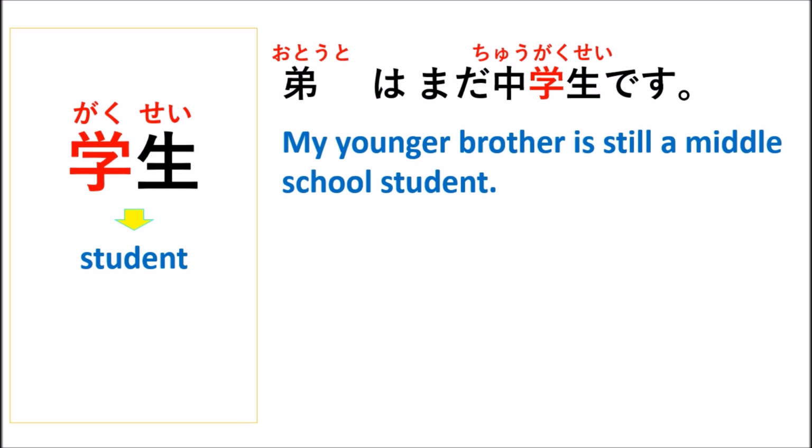Here we have an example like this. Ototo wa mada chugakusei desu. It means my younger brother is still a middle school student.